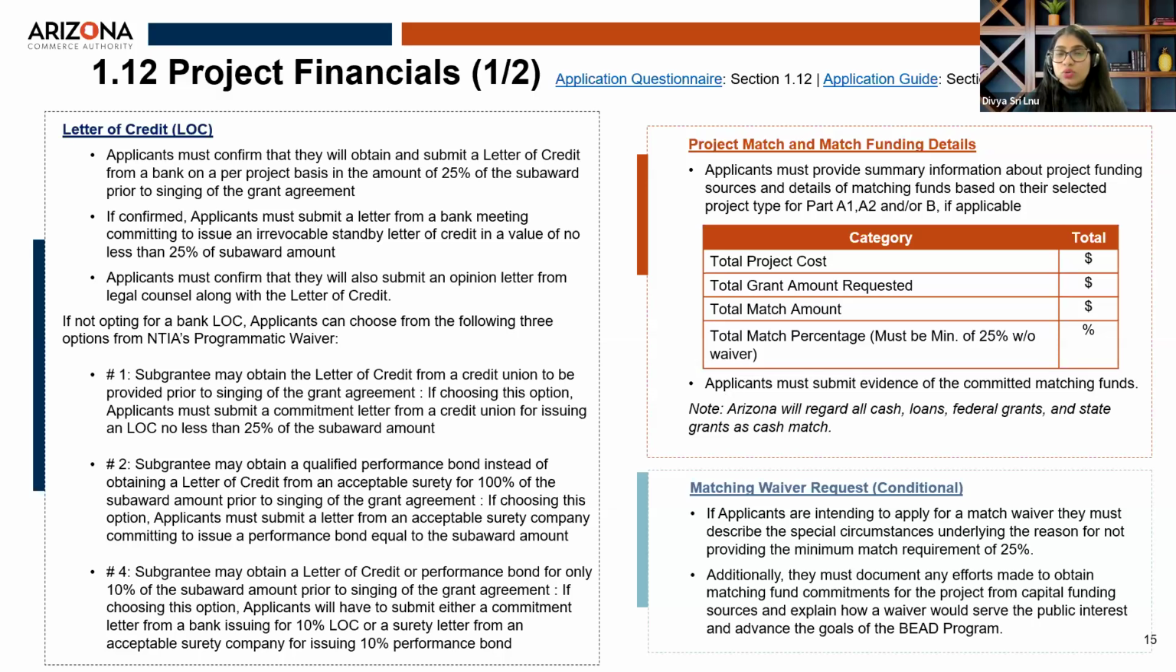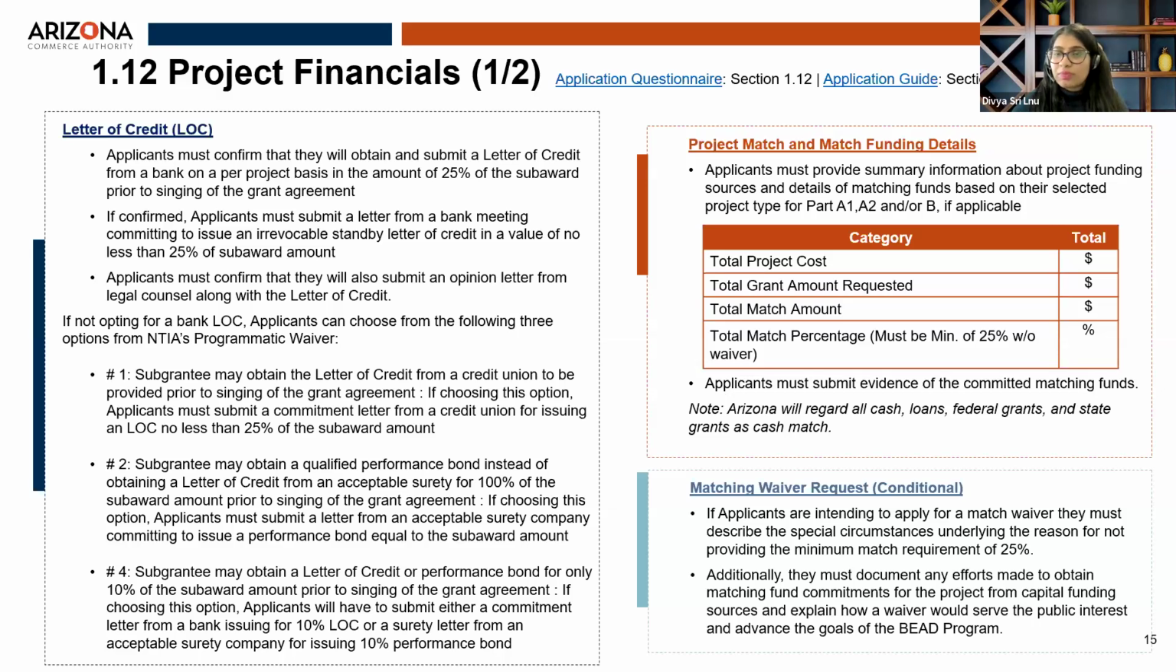And if the applicant chose this option, then they'll have to provide a commitment letter either from a bank or from a performance security committing to issue 10% of the LOC or the performance bond. So it's important to note here that out of these 4 options, the applicants can choose one, and they're not required to provide the actual letter of credit during the project application. It's just the commitment letters based on the option chosen. The actual LOC or the performance bond will be provided prior to the signing of the grant agreement.